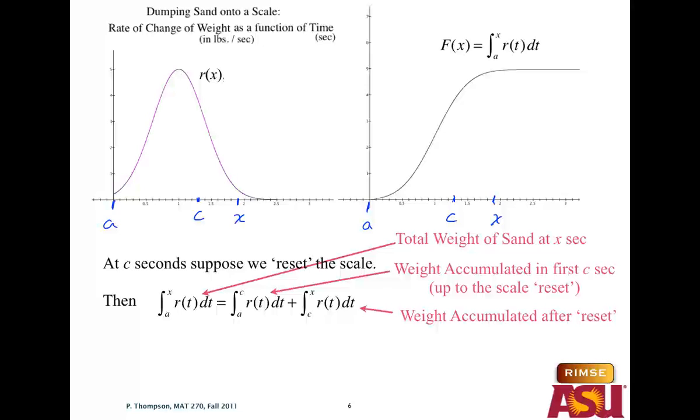So the total amount that's accumulated on the scale, we can say is the accumulation from a to c, and then we have this reset, and then we accumulate from c to x, and we just add those up. And we have the same as the total weight on the scale. Okay, so how can we then write this integral? Over here, what is the accumulation from a to x? How can we rewrite the accumulation from a to x?